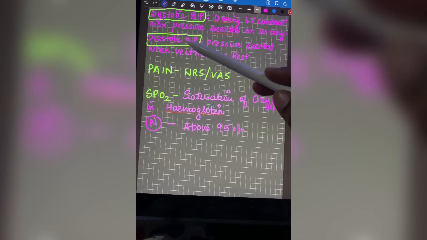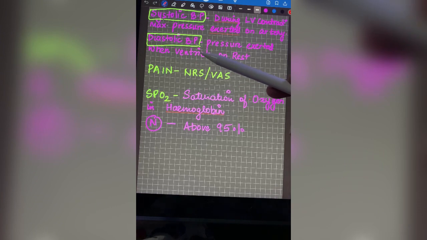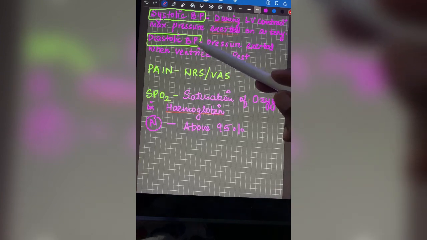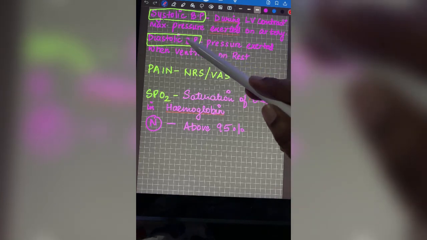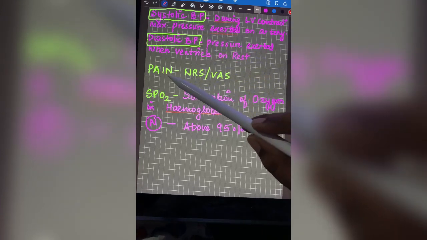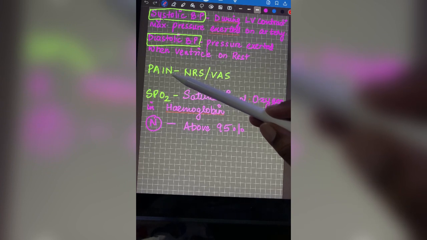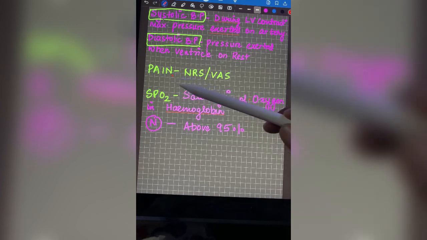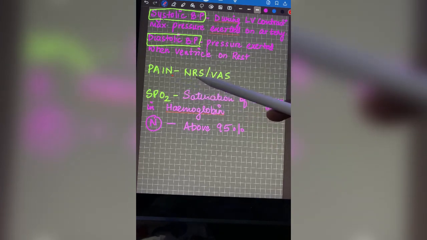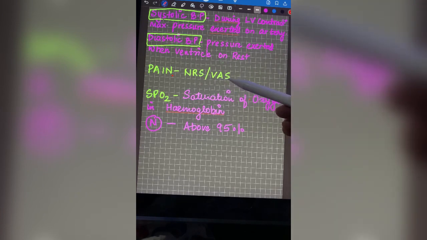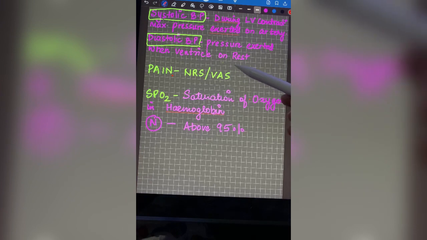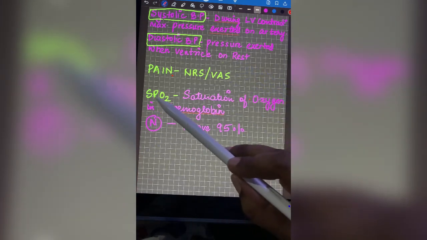And what is diastolic? When the ventricles are in relaxation mode, whatever pressure is exerted on the artery during that time is known as diastolic pressure. Then we have pain. Pain is a subjective symptom and varies from person to person. To assess pain, we can use different pain scales like the numerical rating scale and visual analog scale. To know more about pain scales, you can refer to my other video which is dedicated to pain only.